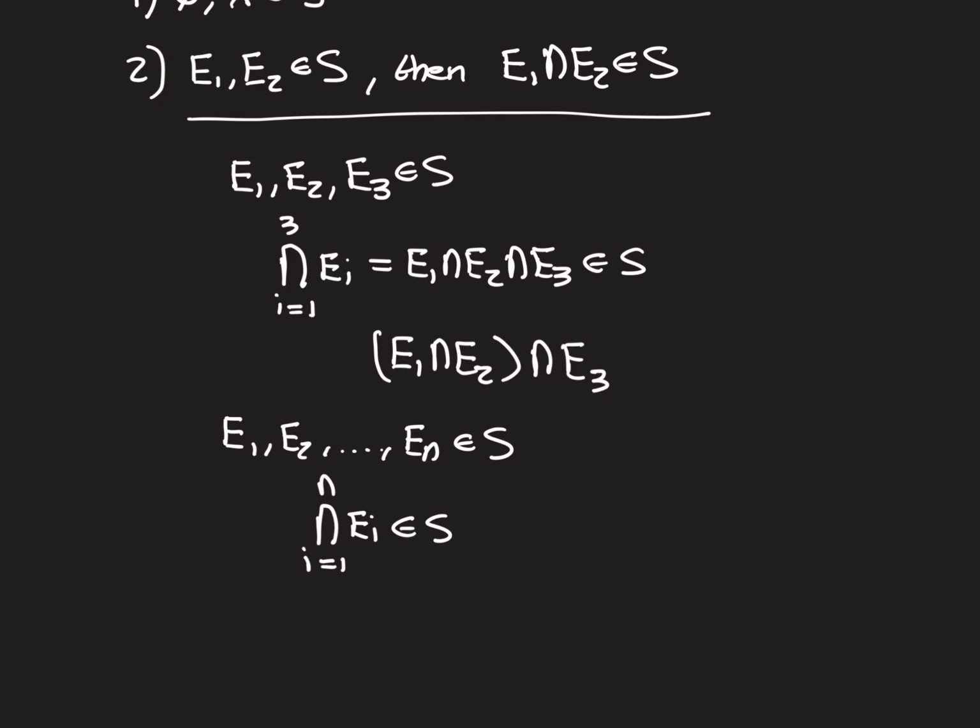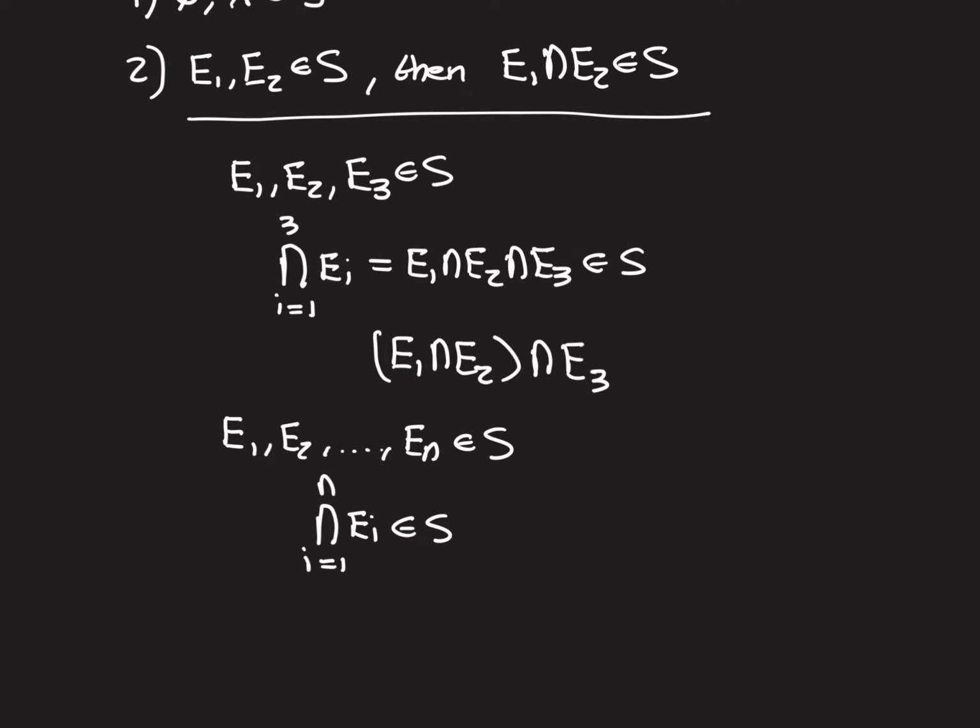And I think I probably didn't quite finish the explanation. We're saying that if this is true, then this is true. The reason is because this is equal to this, and then because this is true, we know that E1 intersect E2 is going to be in the semi-algebra, and E3 is in the semi-algebra. So then we've got something in the semi-algebra intersect with something in the semi-algebra, and then again by this.